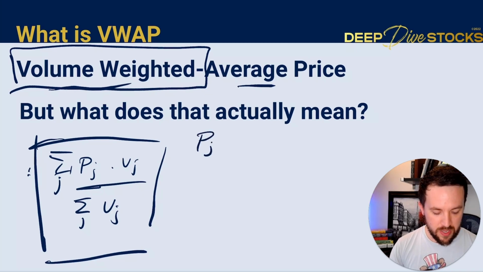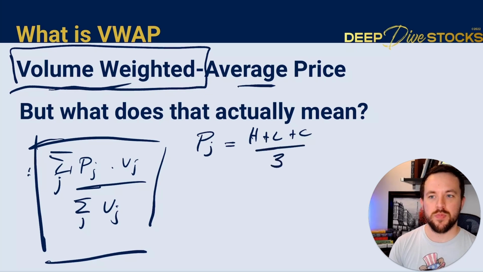PJ is the price over some interval J. And that J could be the 5-minute candles, the 10-minute candles, 20-minute candles, so on and so forth. And PJ is really the high plus the low plus the close of that interval divided by 3. That's our average price aspect of VWAP.